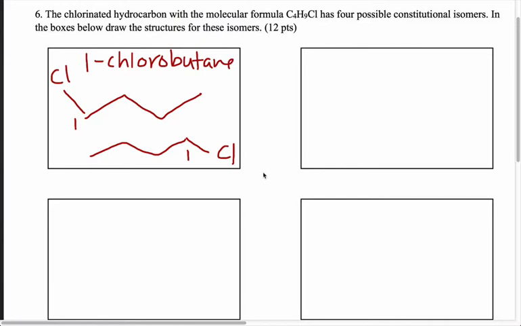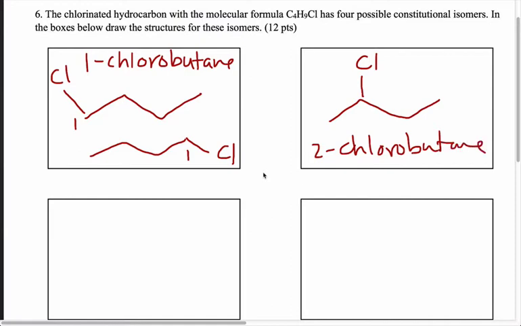The other possibility is to take that 4-carbon chain and put the chlorine on the number 2 position. That's a different molecule, 2-chlorobutane. Okay? And again, if I had put that chlorine on this internal carbon, that's the same thing. We just number from the other direction. Those are identical molecules. Those are not different constitutional isomers. All right, so what are the other 2 constitutional isomers?